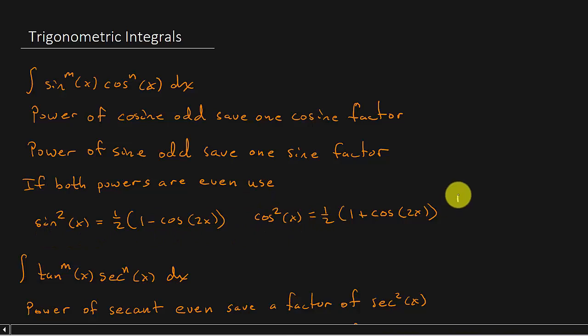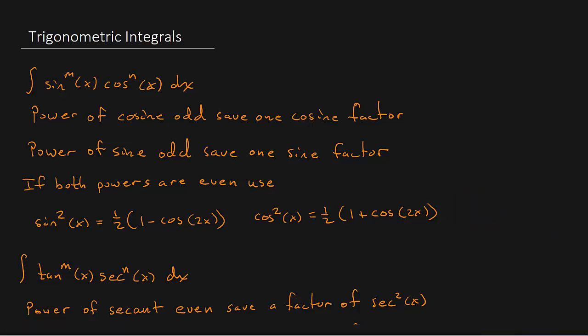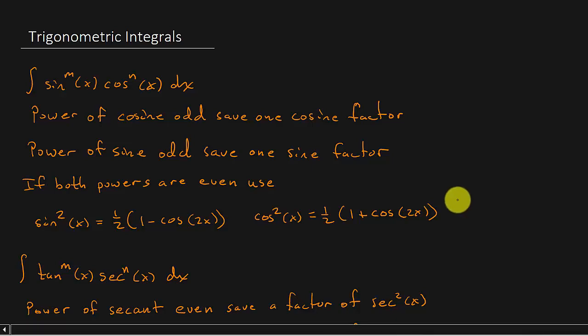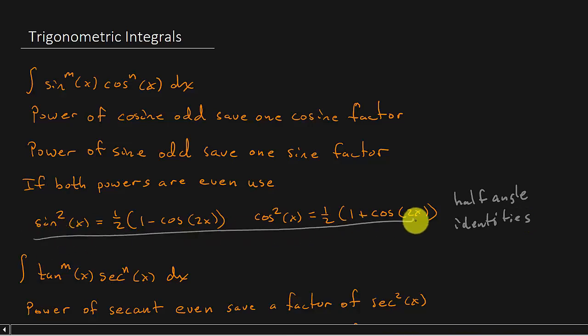These are your half angle identities from trig. I don't know what's going on with the writing, but I found another color. So keep those in mind. They look different than what you see in the trig books, but these are your half angle identities.